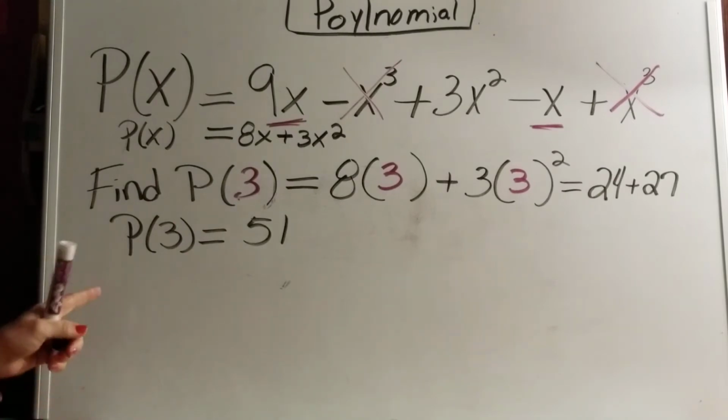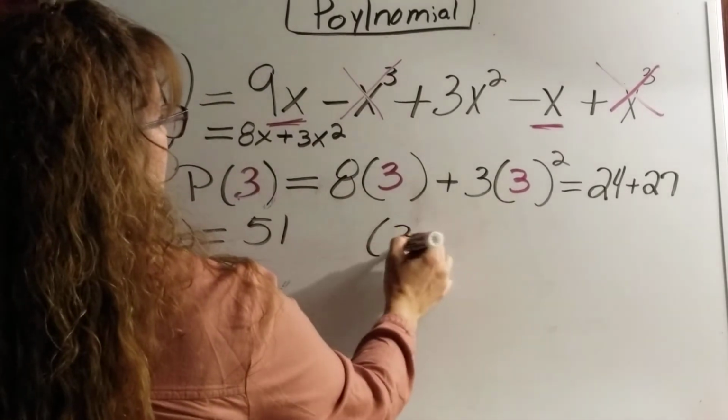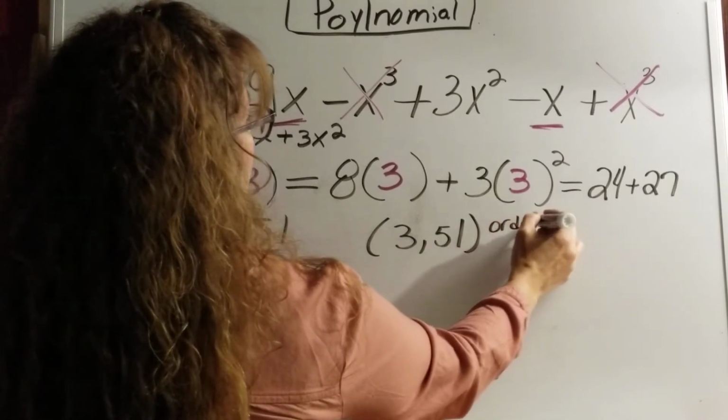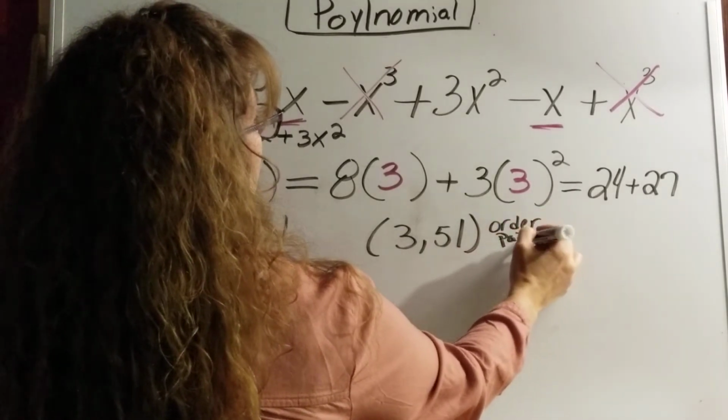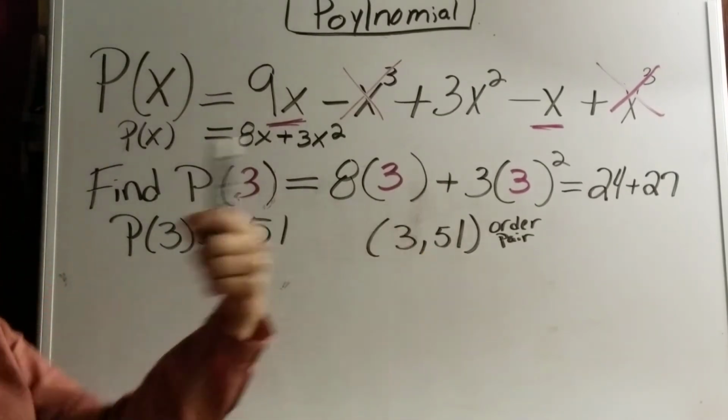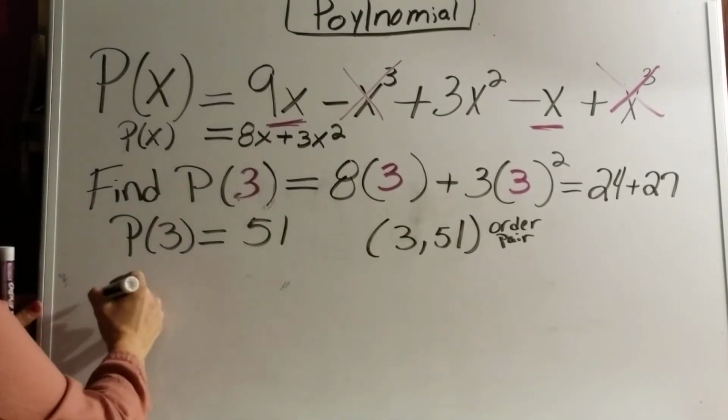My ordered pair here is (3, 51), if you were asked to write it as an ordered pair. Because remember, an ordered pair is (x, y). Y always depends on x. So let's find the next one.